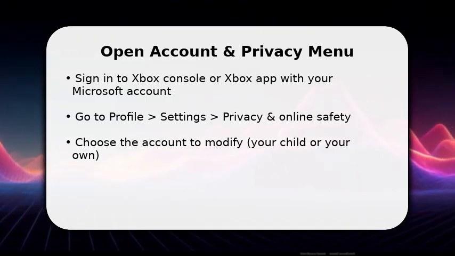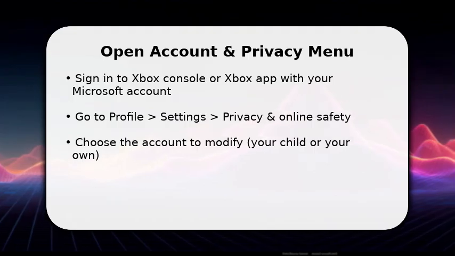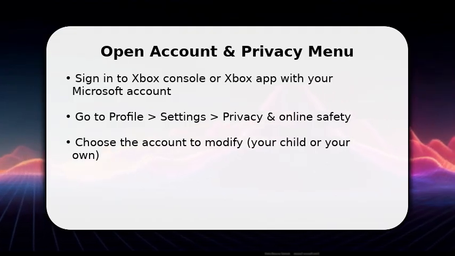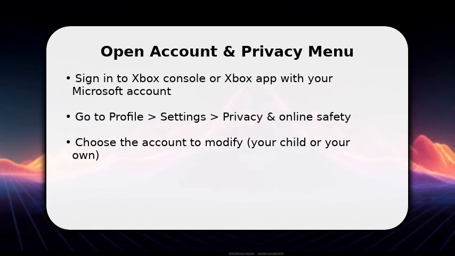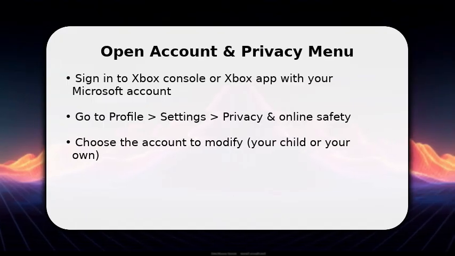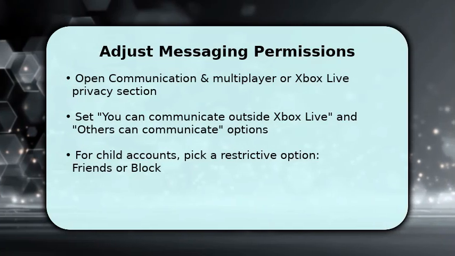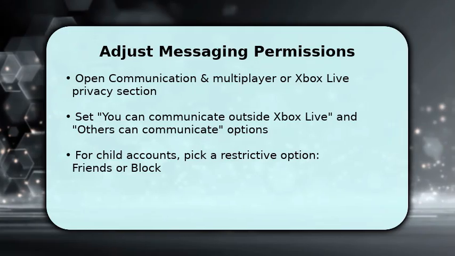Then choose privacy and online safety from settings. This opens the controls for communication and messaging. You do this now to access the specific messaging controls quickly and securely. Once in privacy controls, click Communication and Multiplayer to reach message permissions.